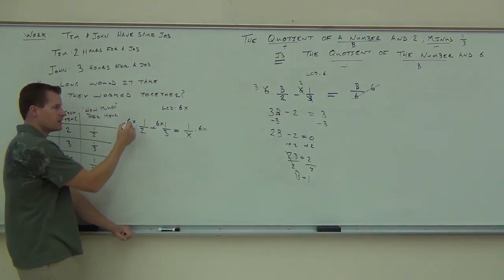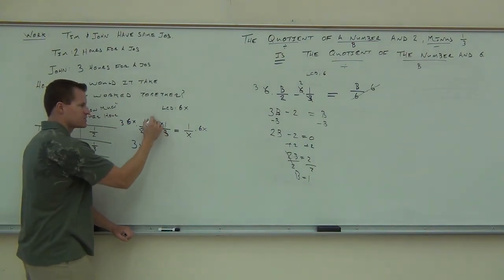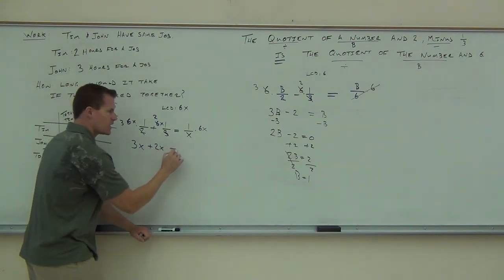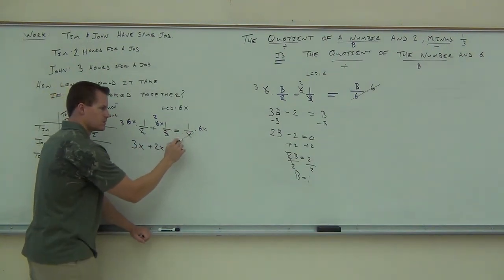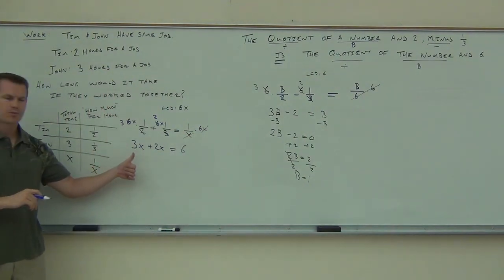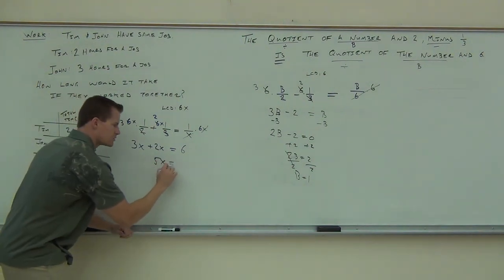Let's look at that. 6 and 2, that becomes 3x. Do you see where the 3x is coming from? 3 and 6 becomes a 2, you get 2x. See where the 2x is coming from? Equals, what happens over here? 6. Yeah, the x's are gone. Hey, we just changed a really hard problem into something that's very easy. Combine your like terms. 5x equals 6.